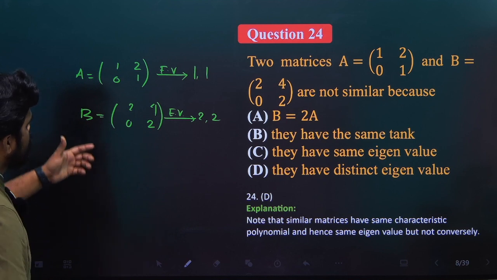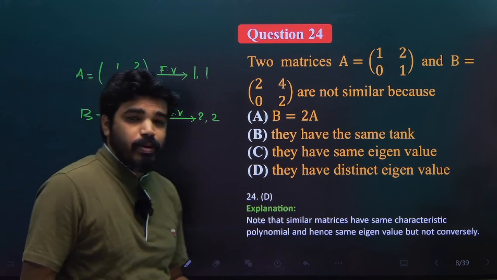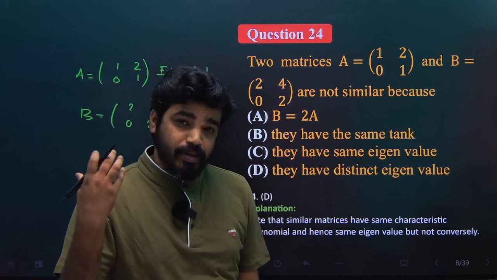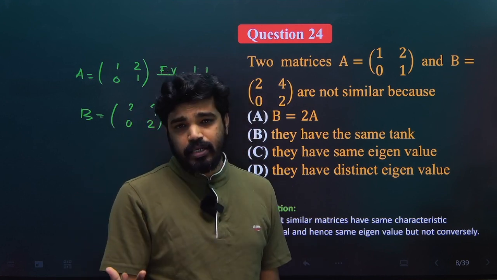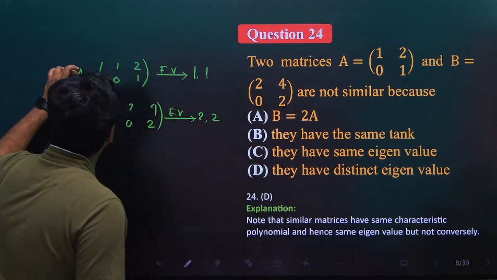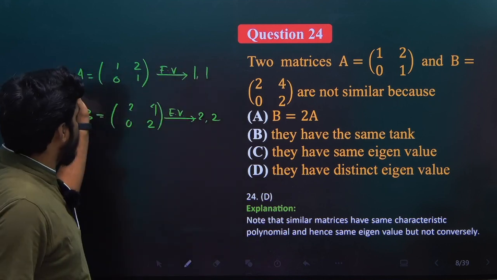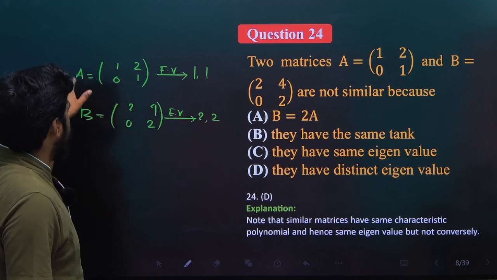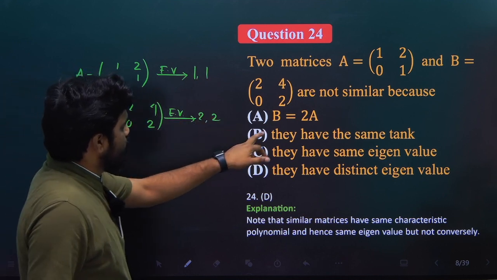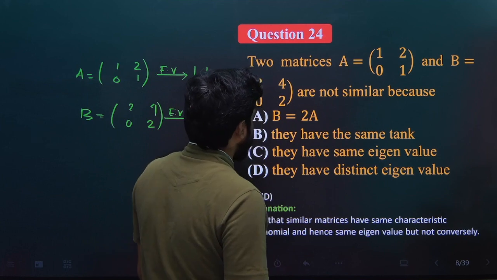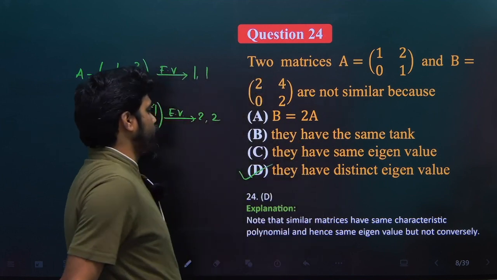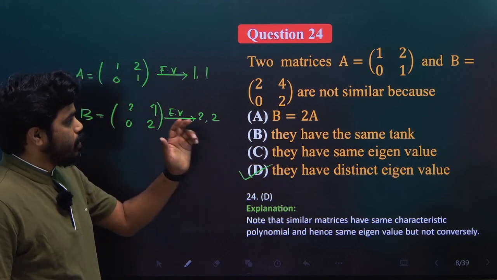What am I saying? Two similar matrices have the same eigenvalues, right? Same rank, same trace, same determinant, right? So we see that the eigenvalues of A are 1, 1, and the eigenvalues of B are 2, 2. So A and B are not similar, right? They are not similar because they have distinct eigenvalues. So option D is the correct answer, right?